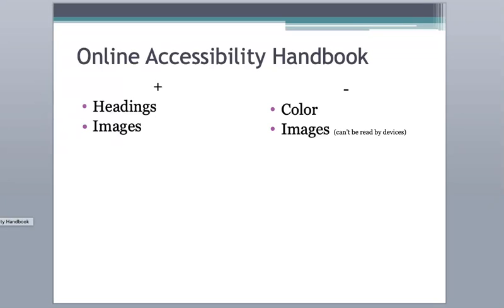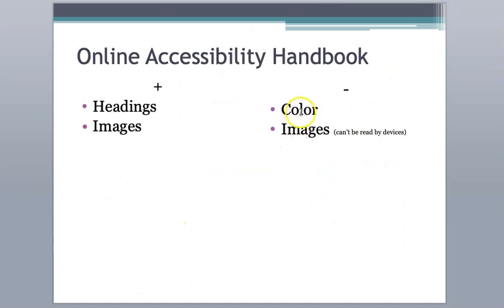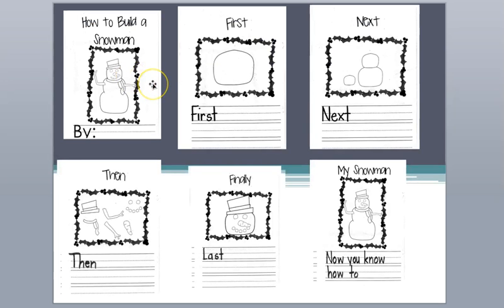For the online accessibility handbook, a few things I found were that I do have some headings. So how to build a snowman is bold, and tells you what they're going to be doing. At the top, you have your first, next, then, finally, and then your ending. There are some images there, however, it lacks color for students who maybe have visual impairments. And I put images in positive and negative because the images don't have a link or anything that you could click on that could be read by a device. So that is a downfall, that they may not know exactly what this object is.